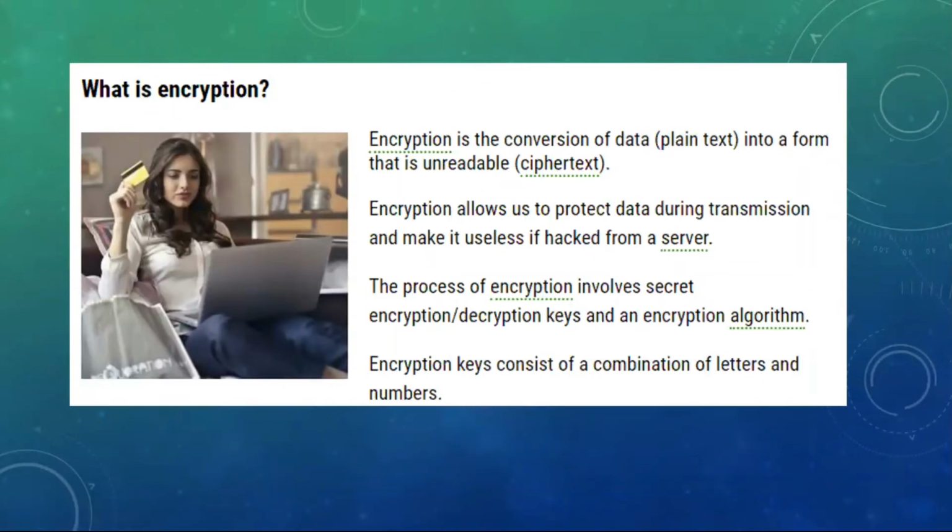So what is encryption? Encryption is a conversion of plain text into a form that is unreadable. So when a third person looks at it, they will not be able to understand the real information we have. Encryption allows us to protect data during transmission and make it useless if hacked from a server. The process of encryption involves secret encryption and decryption keys and an encryption algorithm. It's very important to have some form of encryption algorithm, maybe moving certain letters back and forth. Encryption keys consist of a combination of letters and numbers.